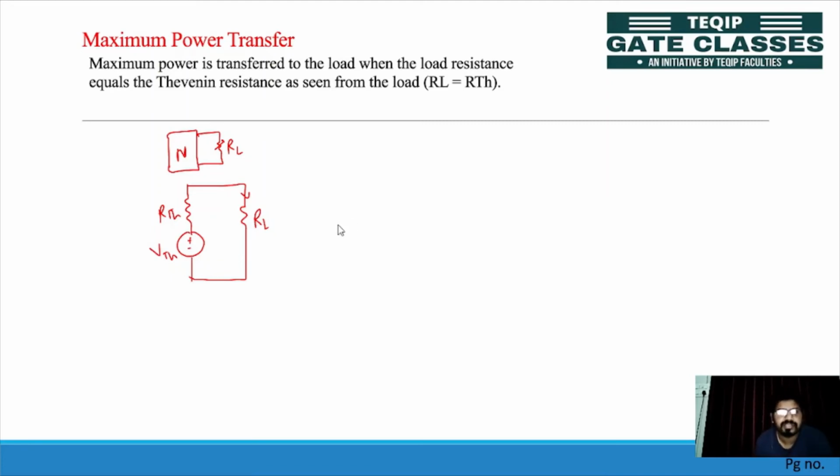So let's prove this statement. Suppose here is current I. What is the current in the load? I is equal to VTH divided by RTH plus RL. Now what is the power absorbed by this load? Power PL will be I square RL. So it will be VTH by RTH plus RL, whole square, into RL.